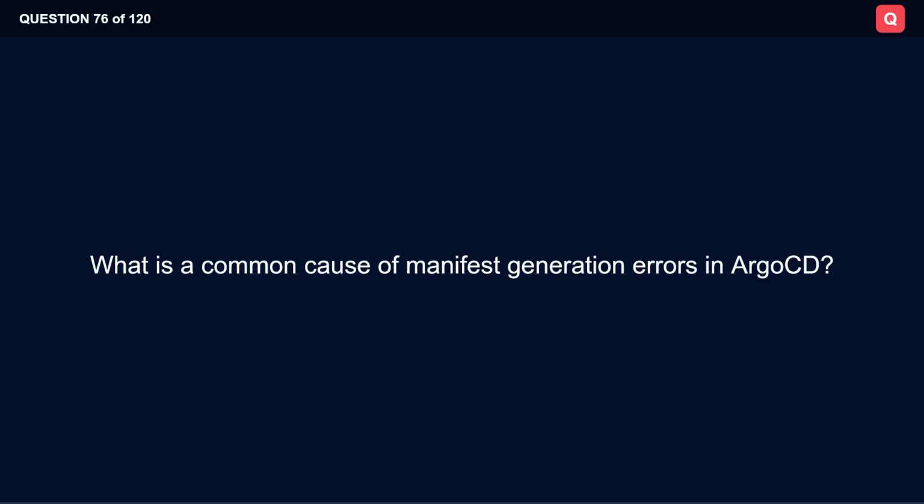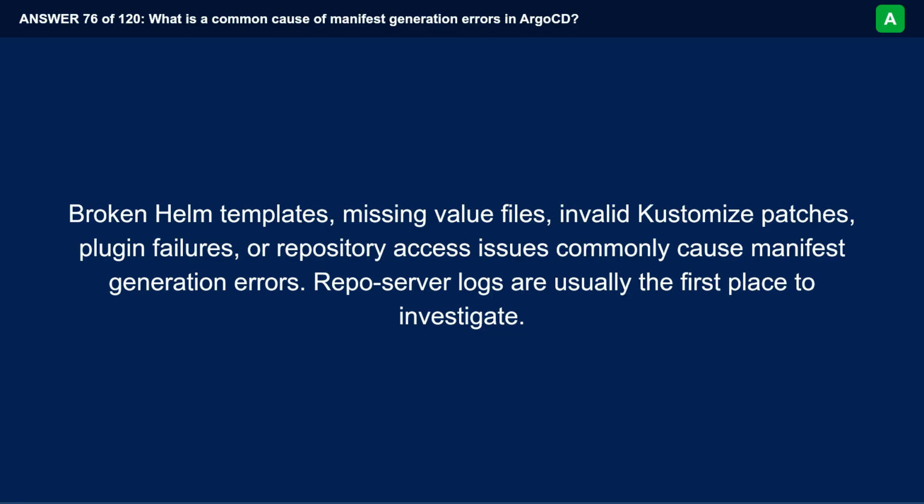What is a common cause of manifest generation errors in ArgoCD? Broken Helm templates, missing value files, invalid Kustomize patches, plugin failures, or repository access issues commonly cause manifest generation errors. Repo server logs are usually the first place to investigate.